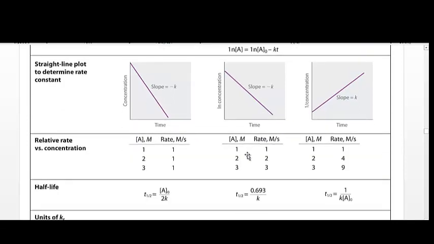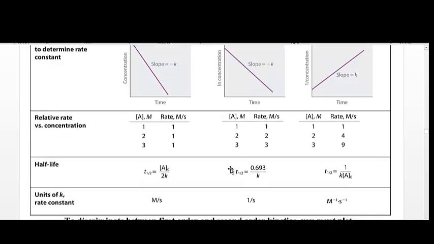And what happens if you double the initial concentration of A? What happens to the reaction rate? So if you double the initial concentration of A, the rate doubles. If you triple the initial concentration of A, the rate triples. If you quadruple the initial concentration of A, the reaction rate quadruples. All right, so that is the unique feature of a reaction that has first-order decay.